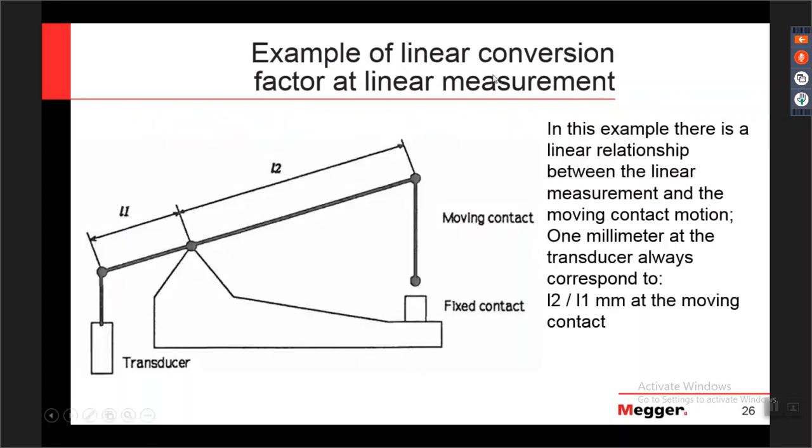So this is an example of the linear conversion factor. If you have a transducer here at this point and your moving contact here, you have the relationship between this motion and the contact motion. The relationship is L2 divided by L1, the length of the arms here.